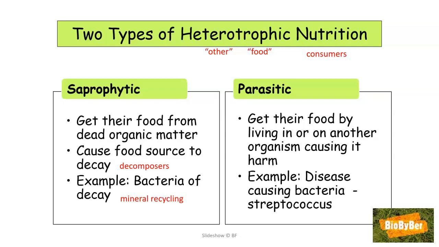Parasitic bacteria get their food by living in or on another organism, causing it harm. An example of parasitic bacteria would be the disease-causing bacteria or pathogens, as they live in or on another organism and they cause it harm. An example of such a parasitic bacteria would be the bacteria known as Streptococcus, which gives rise to sore throats.